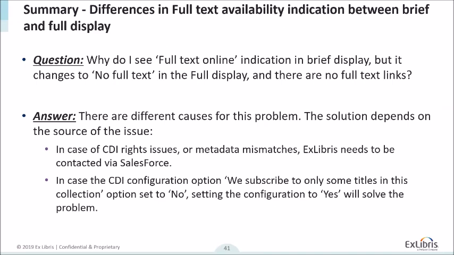So a small summary of this question. The question is, why do I see full text online in the brief and it changes to no full text in the full display? So the answer really is that there are different causes to the problem. Most of them need to be reported to Ex Libris, and Ex Libris needs to make a change to fix this issue. This could be a rights issue, could be a metadata issue. In both cases, Ex Libris needs to make a change. If this is caused by the CDI configuration option of selective subscriptions, then you can change the configuration and it will solve the problem.